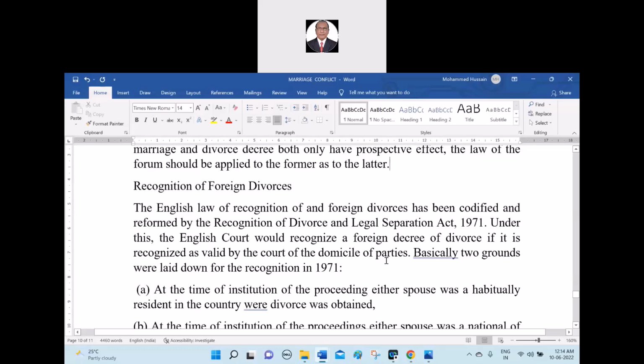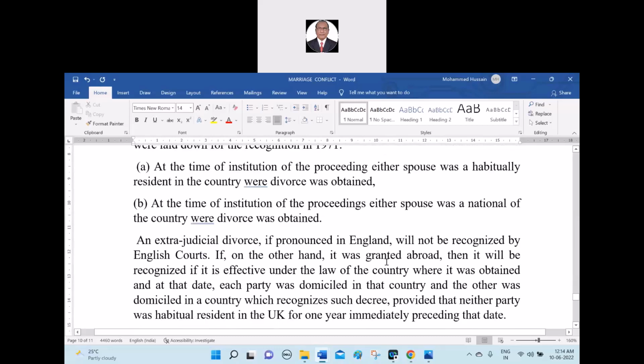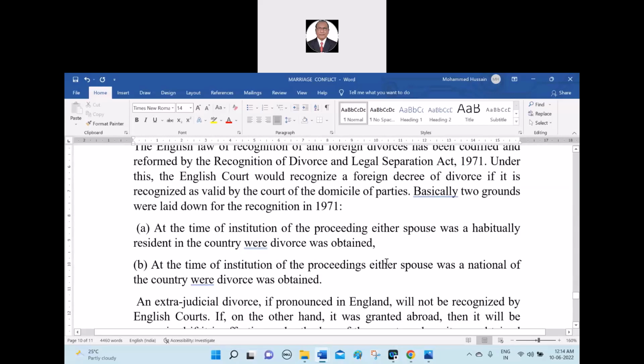It can be implemented, so we read it very thoroughly in that one. And what is the extra thing there? At the time of the institution of the proceedings, either spouse was habitually resident in the country where the divorce was obtained. There are certain conditions given there. What are the conditions where we can apply for the divorce? If there is mutual consent of both the parties, you can take the divorce anywhere in the world.